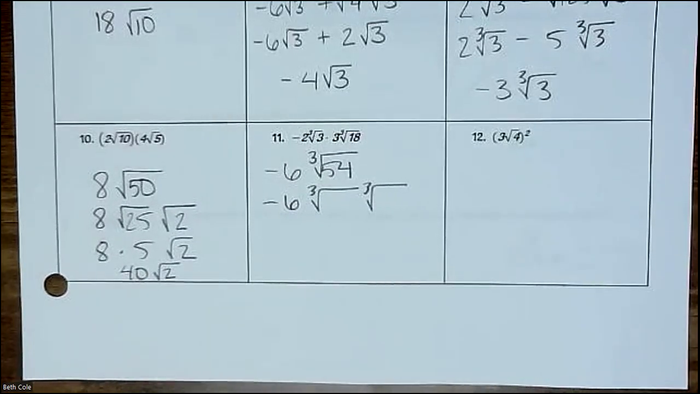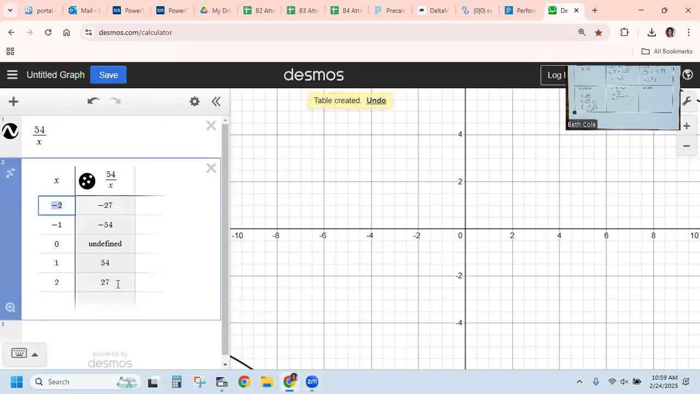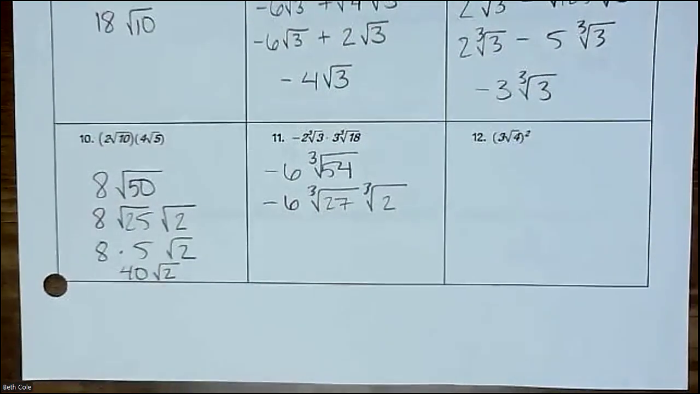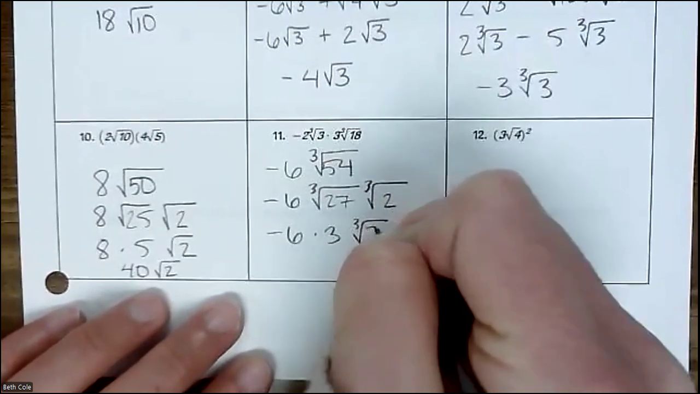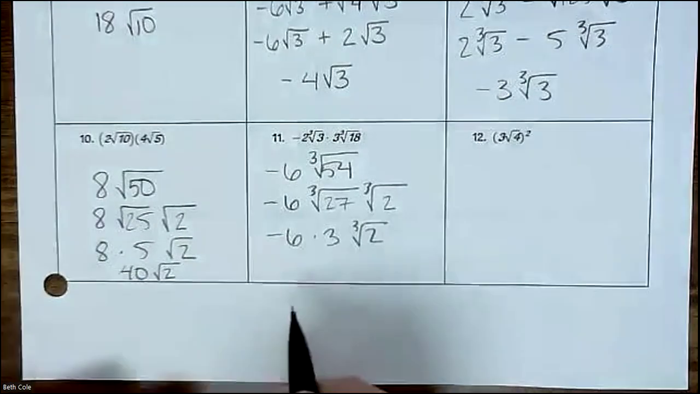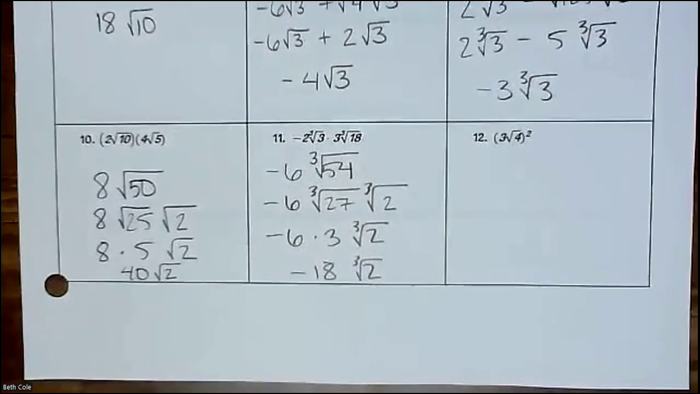Just write it. So I need numbers that multiply to be 54. One of them has to be off of the cubes list. All right. So I'm going to do 54 divide x. Make a table. Or do you know it? There you got it. 27 times 2. What is your cube root of 27? 3. See, you guys are starting to have some of them memorized just by accident from doing this many problems. All right. And then your last step, you just multiply those. So -18 cube root of 2.